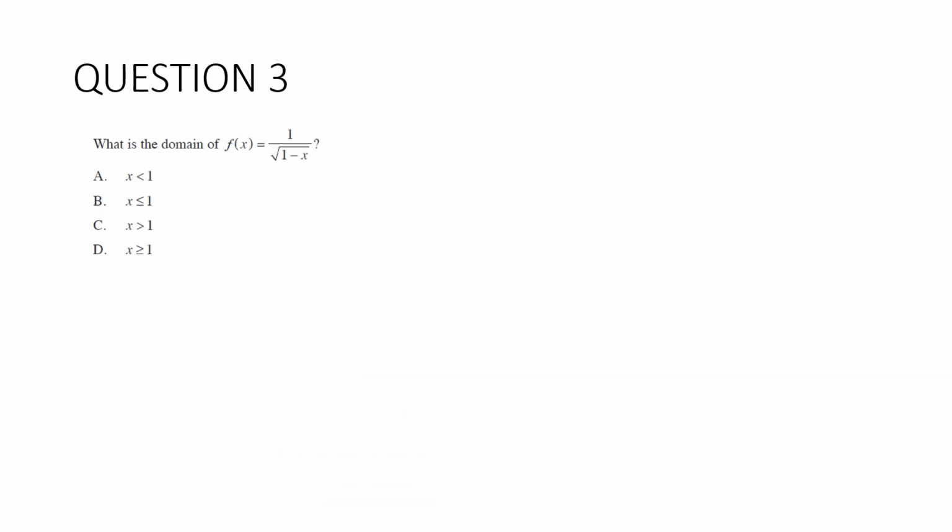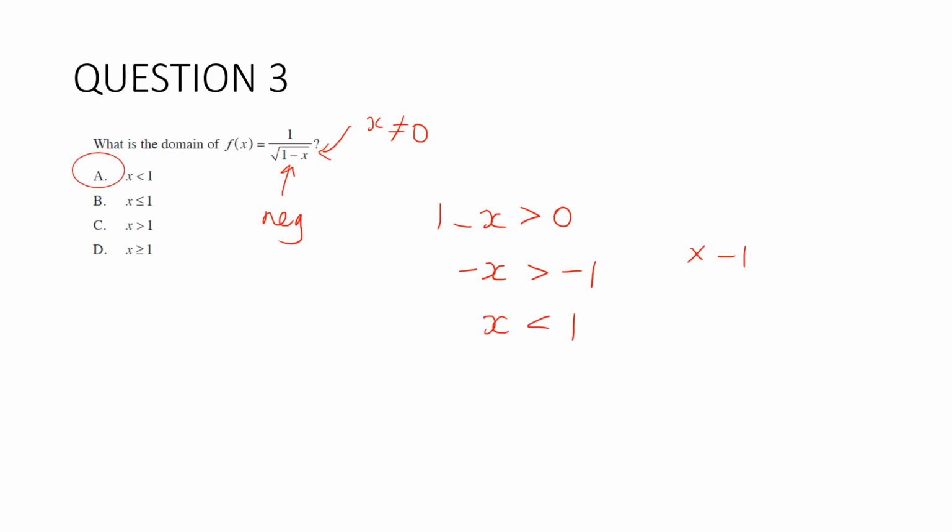Question 3. What is the domain of f of x is equal to 1 divided by the square root of 1 minus x? Right, when we're looking for domain, we're looking for numbers that we can't input. And so we can't have a denominator of 0, and we can't have any negative numbers under the square root. But let's turn that around and write it in a positive fashion. We need 1 minus x to be greater than 0. In solving, negative x is greater than negative 1. And when I'm multiplying both sides of an inequality by a negative number, I have to flip the sign. So x is going to be less than 1. Our domain is A.